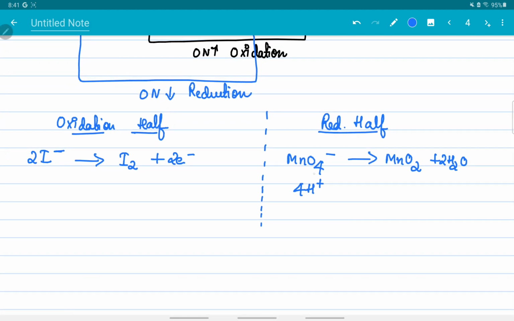Now if you see the overall charge on this left hand side, it has 4 hydrogen, that is 4 H plus charge, and 1 minus charge from here. So overall charge is plus 3 on the left hand side, and on the right hand side there is 0 charge, because the atoms over there are neutral, there are no charges on any respective compounds or elements. So the overall charge is 0 on the right, and on the left hand side the overall charge was plus 3.